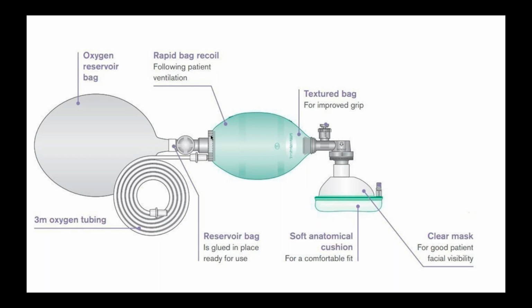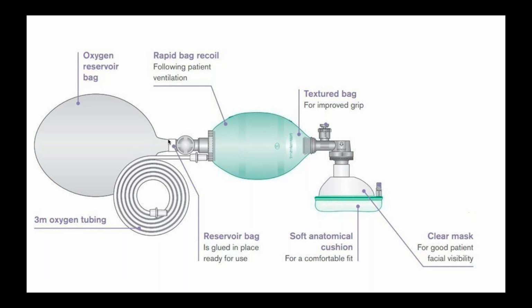Now, this is the patient end, and this is the other end, where you attach the oxygen. Here you will see two ports. One is a very narrow port to which you attach the oxygen tubing. This oxygen tubing is attached to the oxygen cylinder or to the wall source of oxygen. And on the broad end, it is attached to the oxygen reservoir.